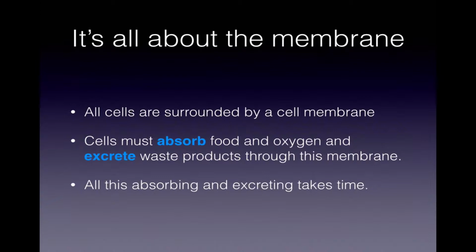Now, the reason why cells are microscopic is all about the cell membrane. If you remember, cells are surrounded by a cell membrane. This is true for all cells, from prokaryotes and eukaryotes. And cells have to absorb material, primarily food and oxygen, especially in animal cells, from their environment. At the same time, they have to get rid of or excrete waste products through this membrane into the environment. So there is this traffic into and out of the cell's cytoplasm through the cell membrane.